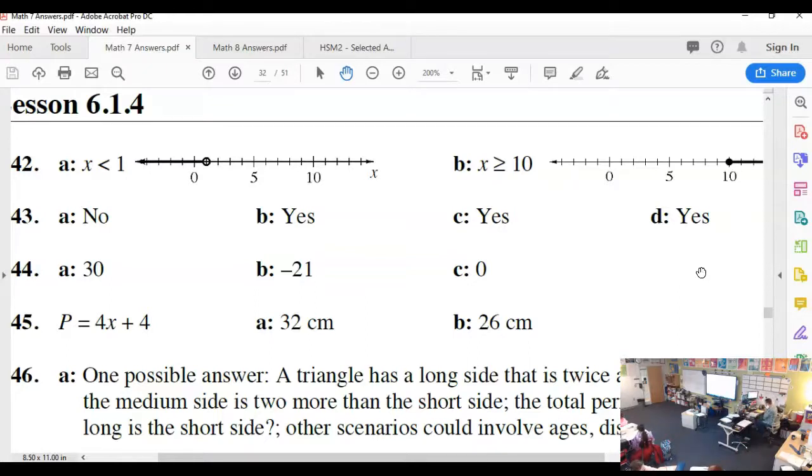Questions. Layla. Sorry, which one? 42B. Oh, thank you so much.